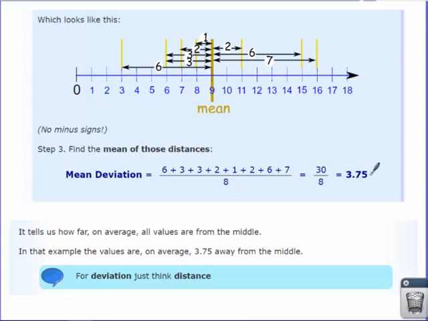So the average distance a number is from the mean, like each one of these values, we had a value of 3 and a 6, the average distance each one of those numbers is away from that mean is 3.75. So that tells us that the variation in the data, it's not very spread out. The smaller that number, the tighter the data set. The bigger that number, the more spread out your data is.